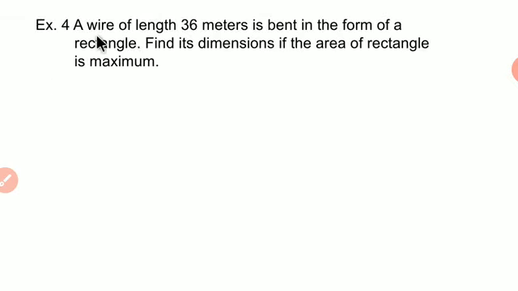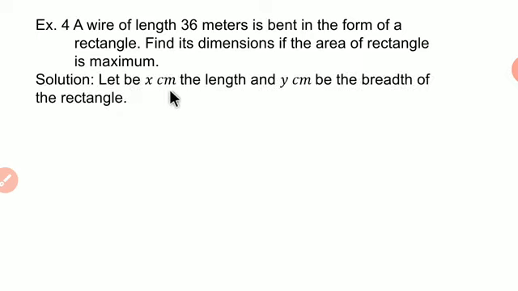Now see the next example, example number 4. A wire of length 36 meters is bent in the form of a rectangle. Find its dimensions if the area of the rectangle is maximum. Now first of all we assume the dimensions of the rectangle. So in the solution, let x centimeter be the length and y centimeter be the breadth of the rectangle.